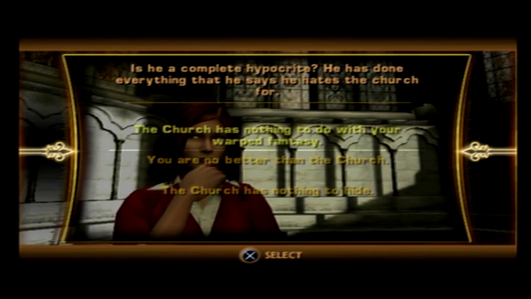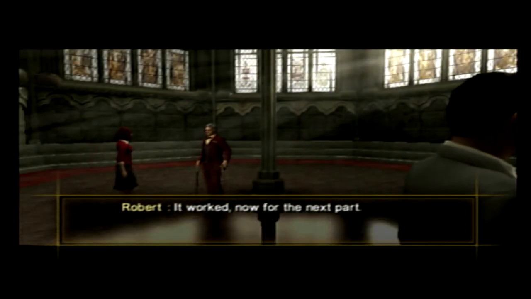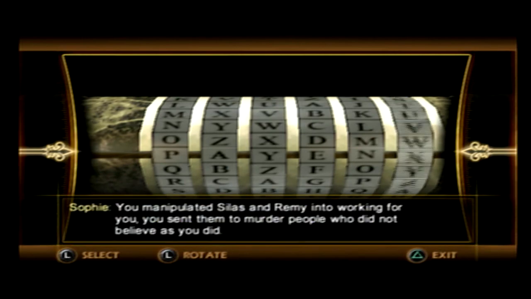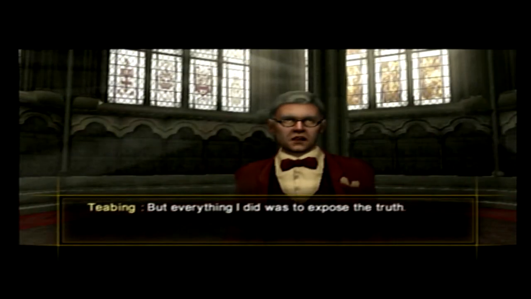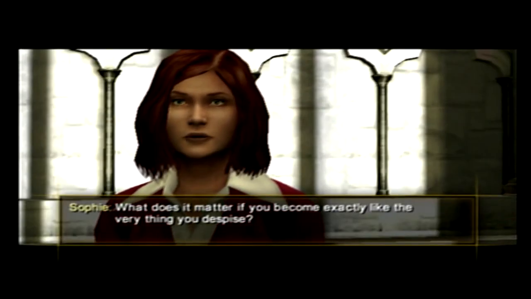The Church has nothing to do with your warped fantasy. You're no better than the Church. Worked. Now for the next part. What are you talking about? You manipulated Silas and Remy into working for you. You sent them to murder people who did not believe as you did. But everything I did was to expose the truth. What does it matter if you become exactly like the very thing you despise?